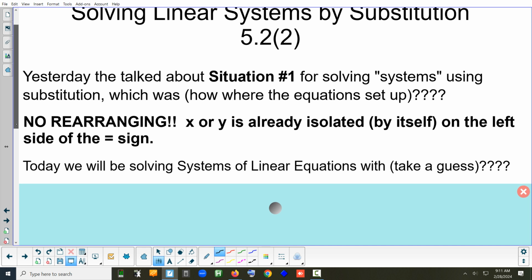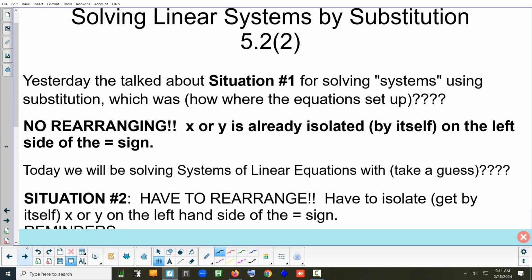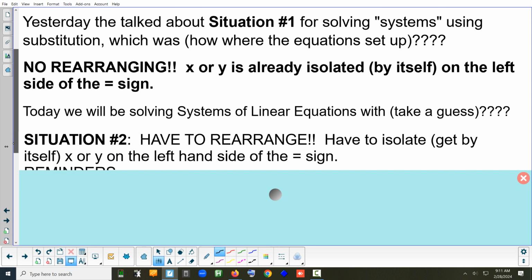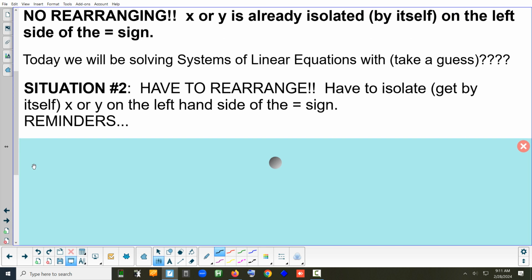Now, what method do you think we're going to be using again today? Graphing or substitution? Yeah, we're going to be doing substitution. So we're going to stick with that. On your guided notes where it says situation 2, you're going to write down what I have right after the colon. You have to rearrange. What that means is you have to get either the x or the y by itself. It doesn't matter which one. Do whichever one you think is easier.